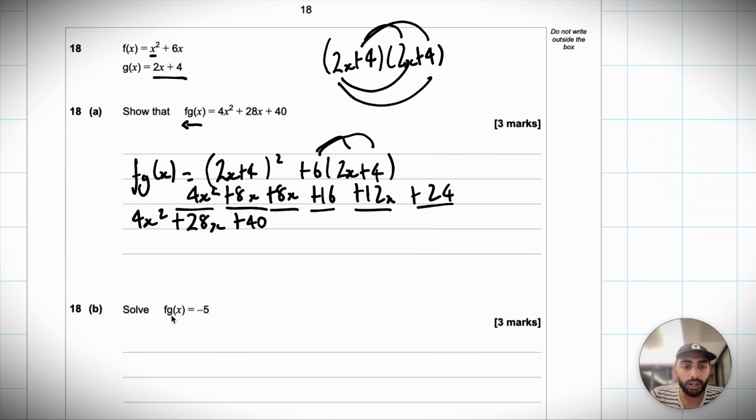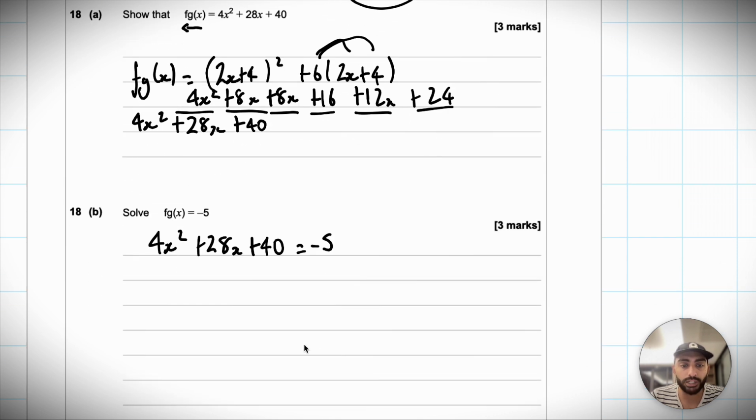Part B, solve f of g of x is equal to negative 5. So even if you didn't get part A, they've already given you this expression, so you can do part B even if you didn't get part A. F of g of x is this expression that we just worked out. So 4x squared plus 28x plus 40. And here we're told it's equal to negative 5, so we just need to solve this quadratic.